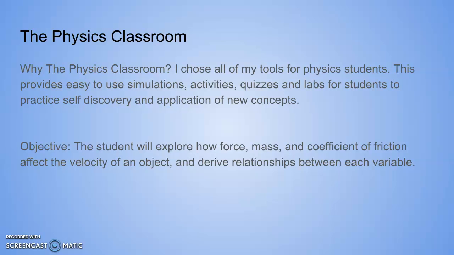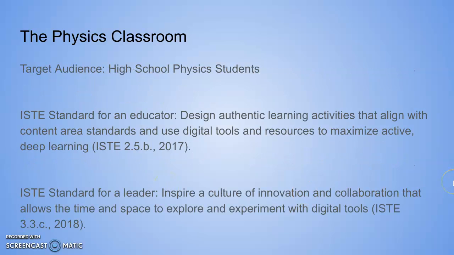The objective that I might choose for a physics student is to explore how force, mass, and coefficient of friction affect the velocity of an object and derive new relationships based on these variables. My target audience is going to be a high school physics class.